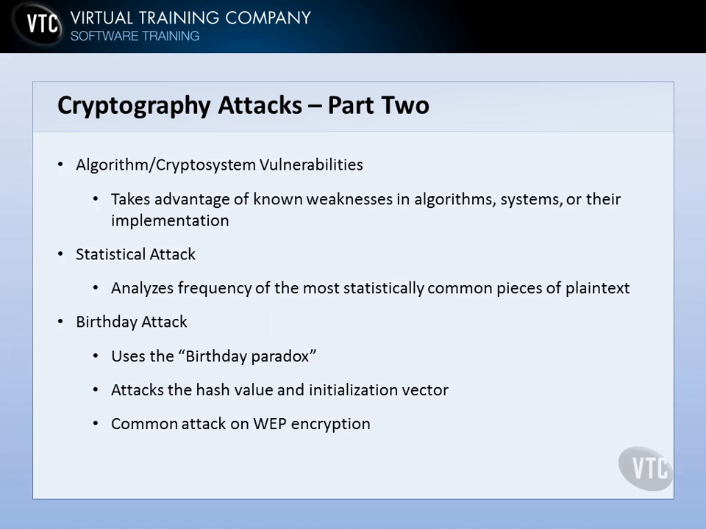Another common attack is the birthday attack. The birthday attack is used to attack web encryption, and it attacks the hash value and the initialization vector. Now, this is based upon a mathematical problem called the birthday paradox. What this means is, if you get a bunch of people in a room, what are the odds that any two of them will have the same birthday? Well, through math, you can figure out that at 23 people, there's a 50% likelihood that any two people will have the same birthday. And you might think, well, what does it take to increase those odds? Well, at 57 people, there's a 99% chance that any two of them will have the same birthday.